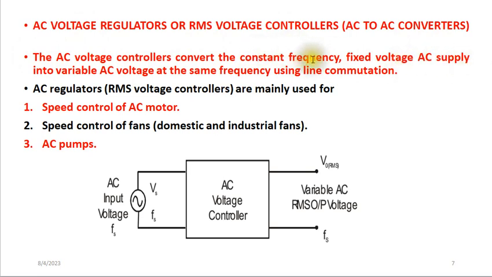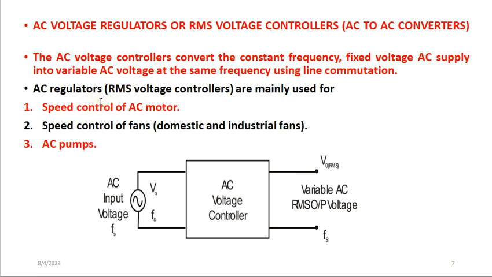It is supposed to have constant frequency and fixed voltage. It will now change it into a variable AC voltage at the same frequency. The frequency of the input and the output is the same, but we have a variable voltage, that is, the output voltage can be adjusted to have different values.